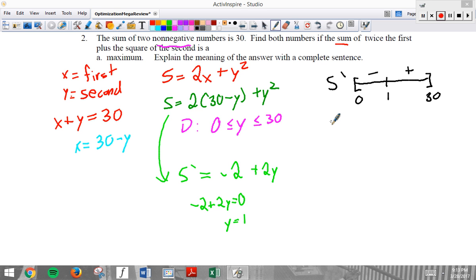So the point is, with how S prime looks, 1 is not a max. We want a maximum here. And y equals 1 is not causing a maximum. You have to see that. I guarantee you y equals 1 would be an answer. So we have to use candidate test.